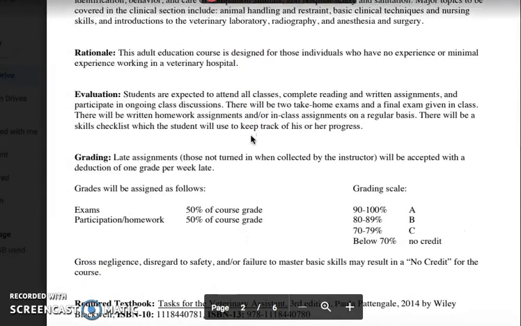So the class is designed for people who have minimal experience working in a veterinary hospital. But it's also a good review. If you do have experience working in a veterinary hospital, it's a good review and perhaps covers some topics that you just haven't gotten to yet in your job in your veterinary hospital, or maybe we'll talk about procedures that you just don't do in your hospital.